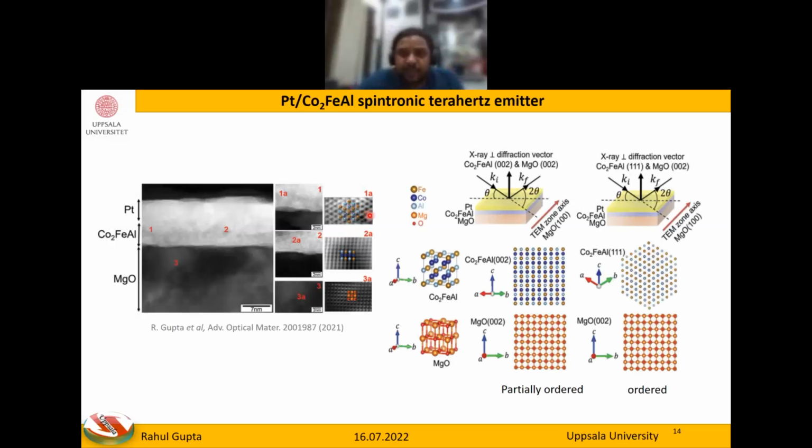Since we measured X-ray diffraction in the perpendicular diffraction geometry, we choose a transmission electron microscope zone axis along the 100 MgO axis. And what we found is that the CFA 002 plane has this kind of square lattice on the MgO 002 plane. But when we do the same thing at point 1, we saw a hexagonal kind of lattice. So from this measurement and modeling, we confirm that our CFA has a mixed phase.